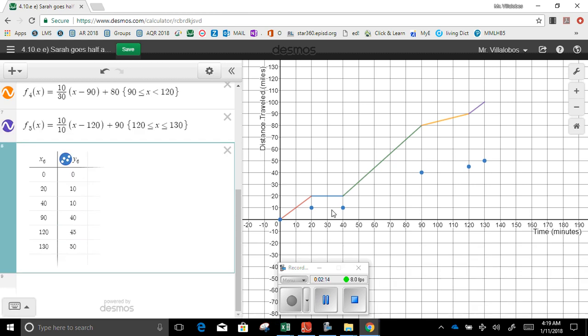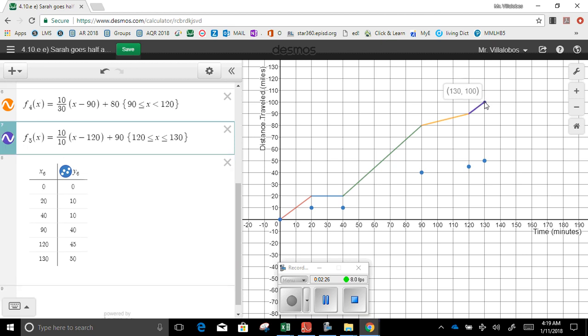So you see, last time we went towards the x-axis, this time we're going towards the y, getting all the y's and making them half as high. So at the end, she was at 100 miles. Now she only went 50 miles. So she took the same time, 130 minutes, but she only went 50 miles. And she started at the same place. And she didn't go as far for lunch.